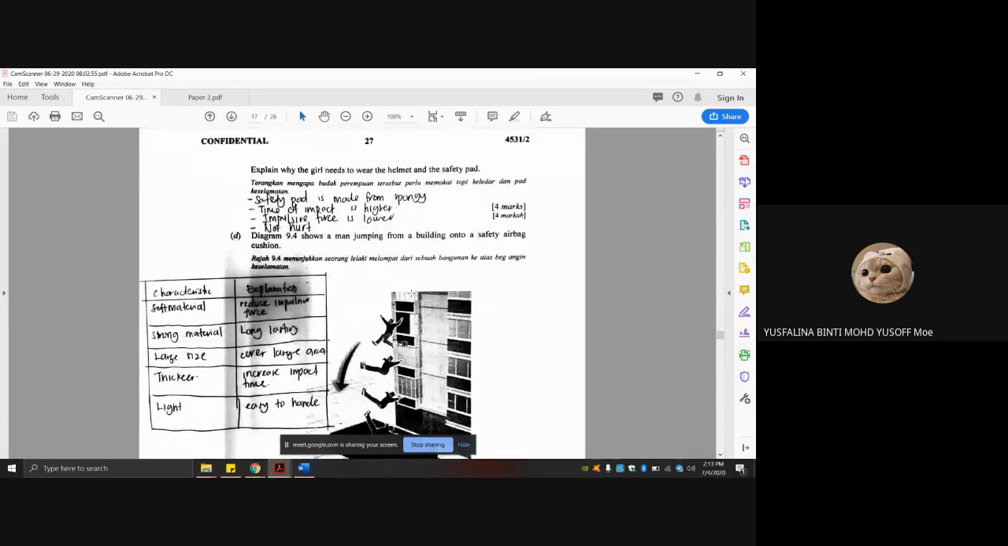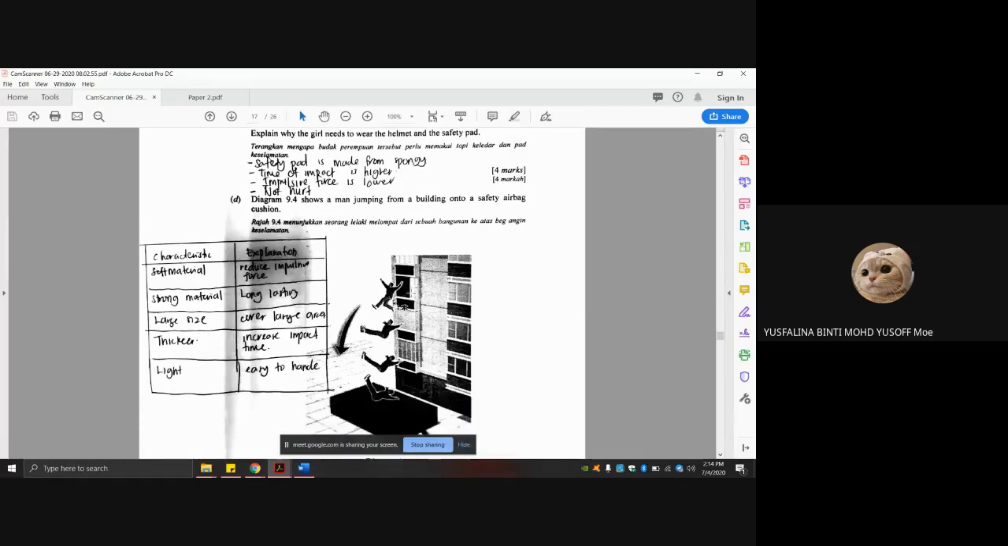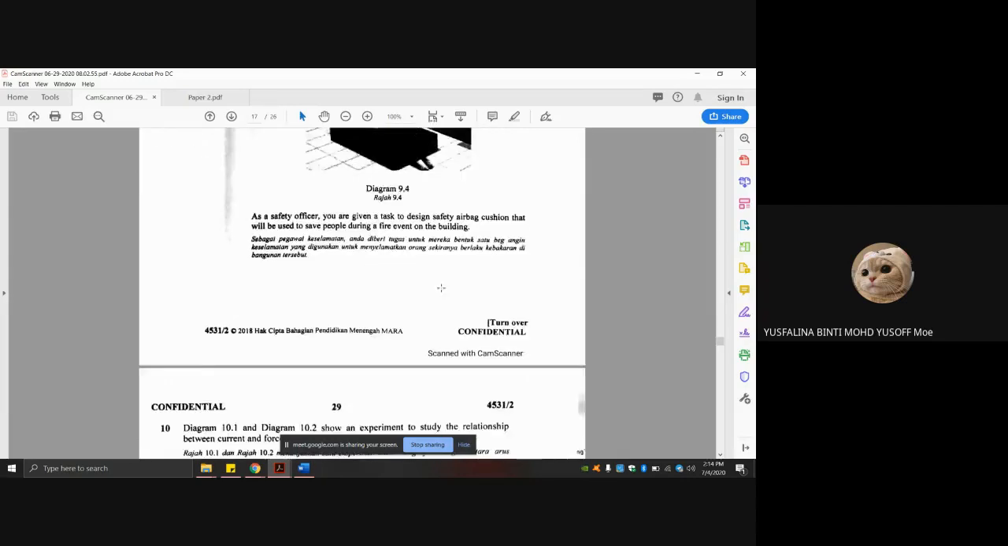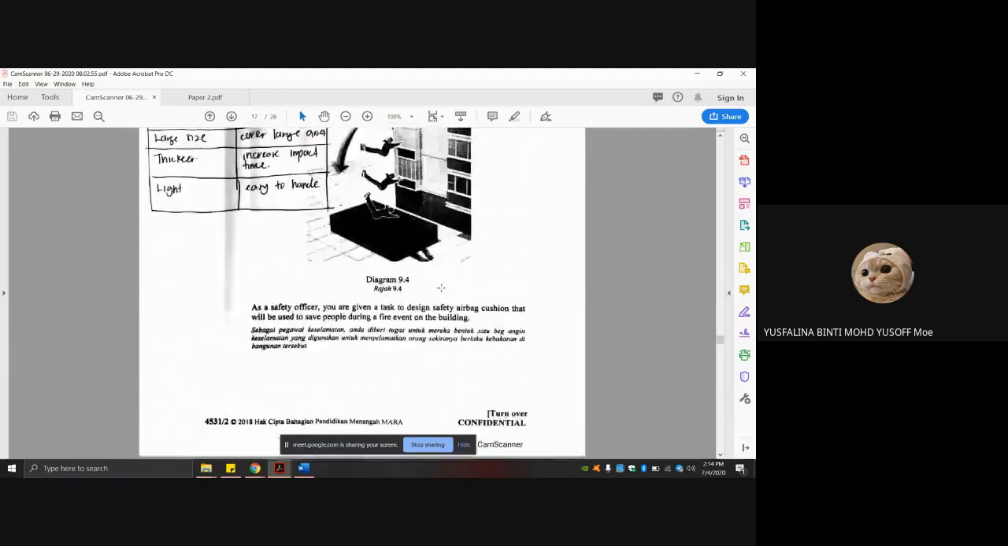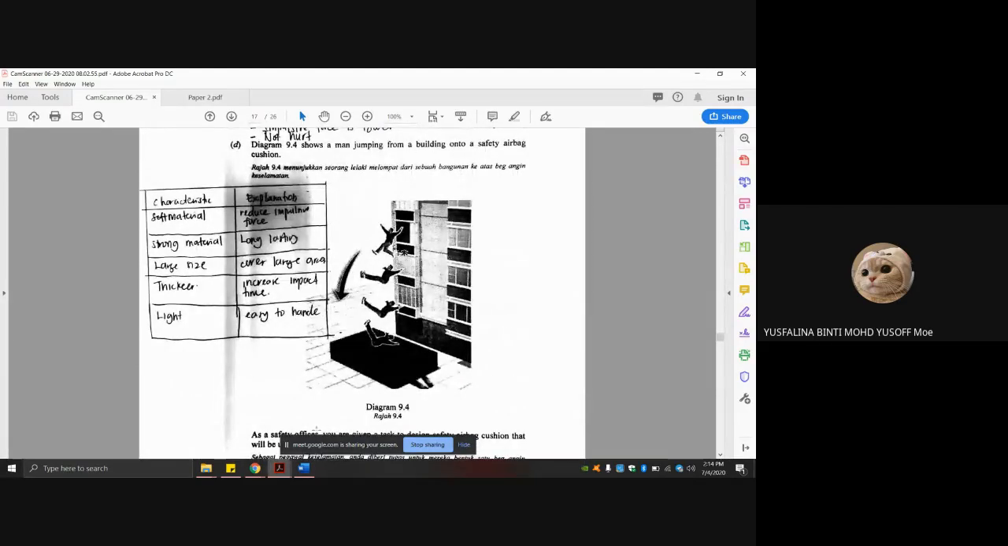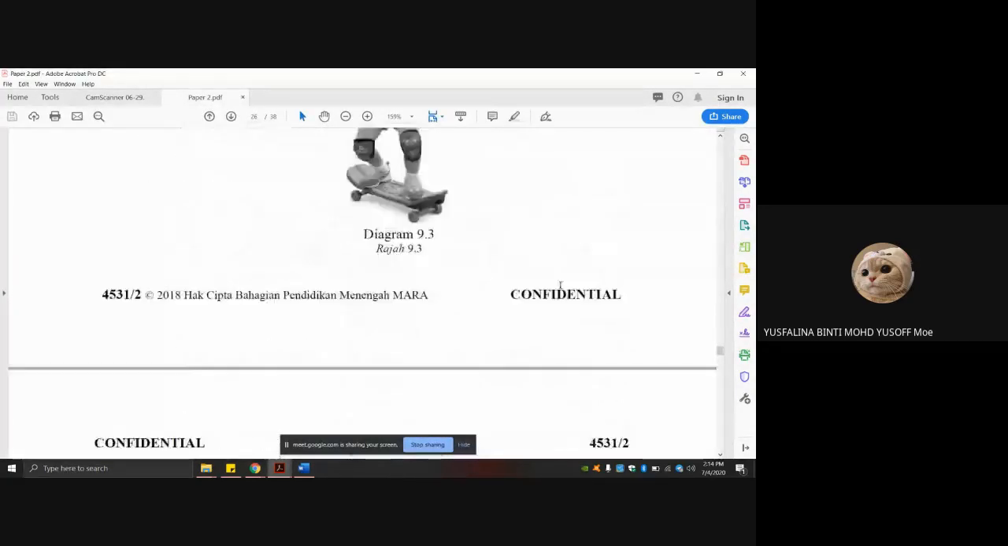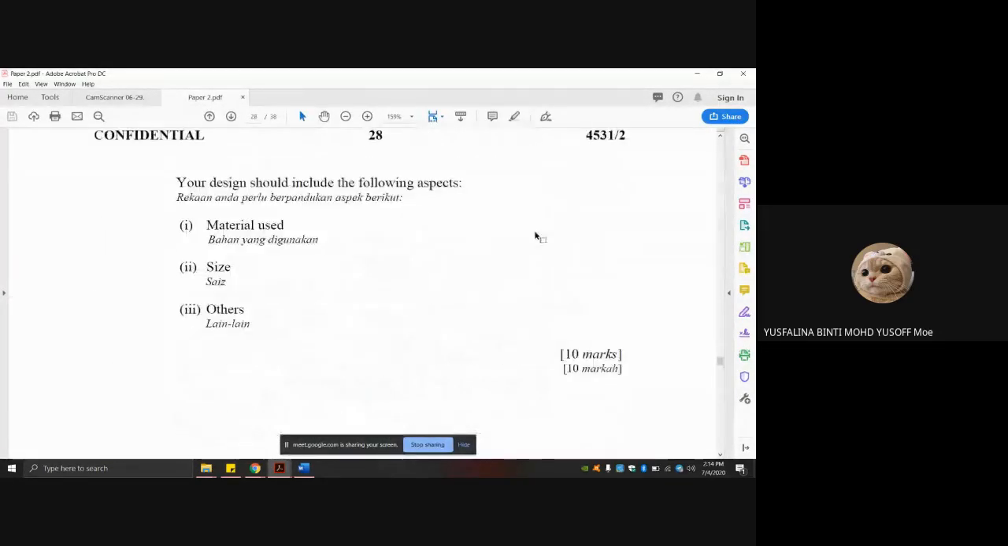Right, the next part, diagram 9.4, shows a man jumping from a building onto a safety airbag cushion. As a safety officer, you are given a task to design a safety airbag cushion that will be used to save people during a fire event in the building. The first question asks you to describe the material, in these three aspects: material, size, and others.